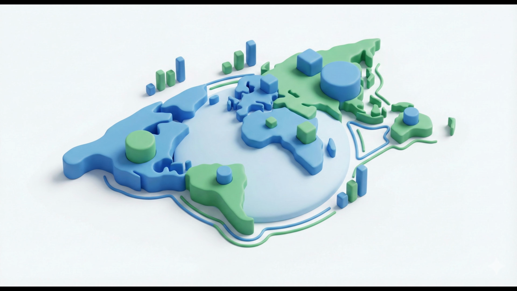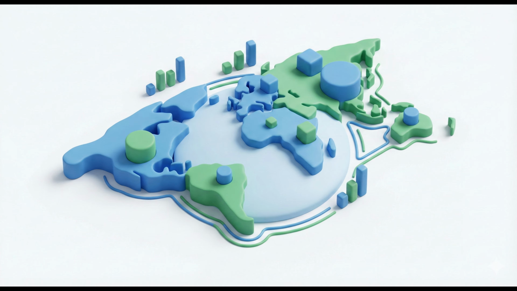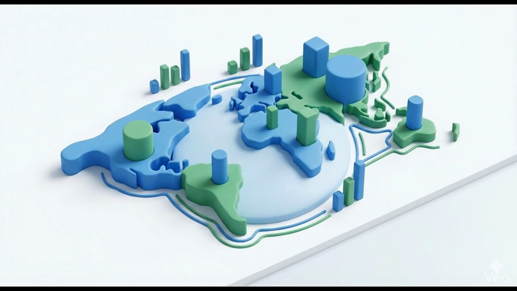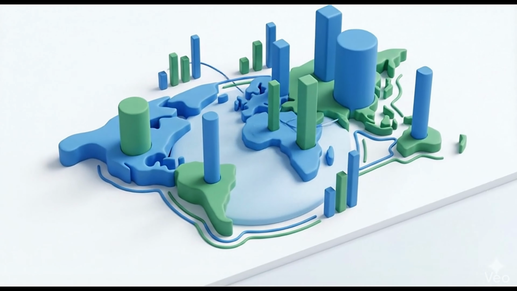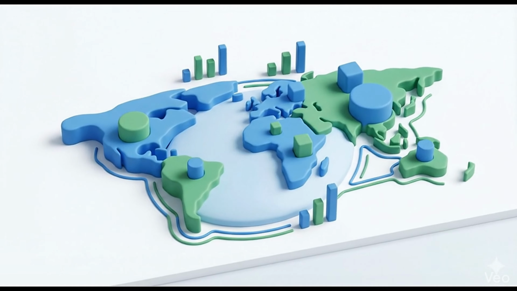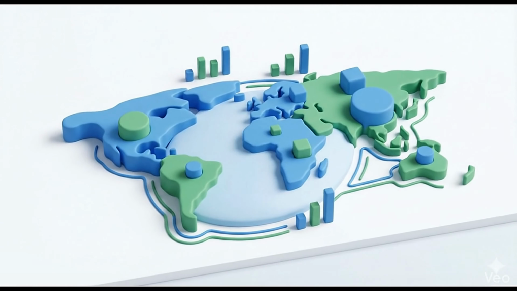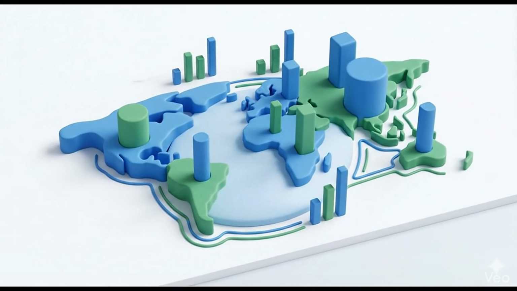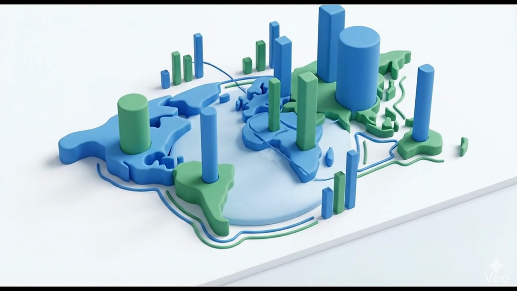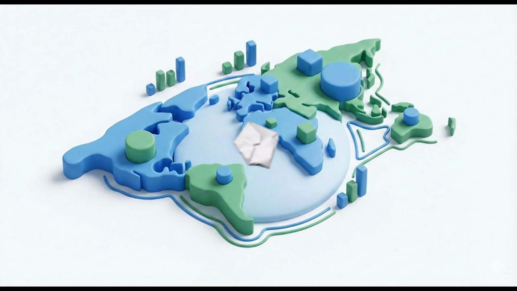And what if we don't want to bet only on the United States? That's what the MSCI World is for. Despite its name, it focuses on 23 developed countries. You have the US, but also Japan, the UK, France, Germany. It is the ultimate geographic diversification. If one economy falls, you have the others to compensate. It covers 85% of the entire free investment opportunity in the world.